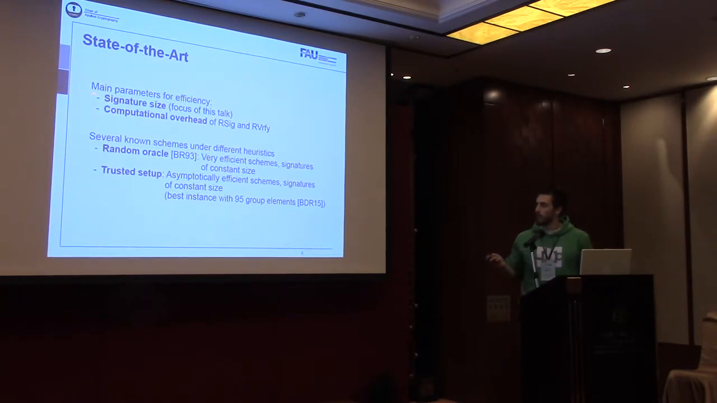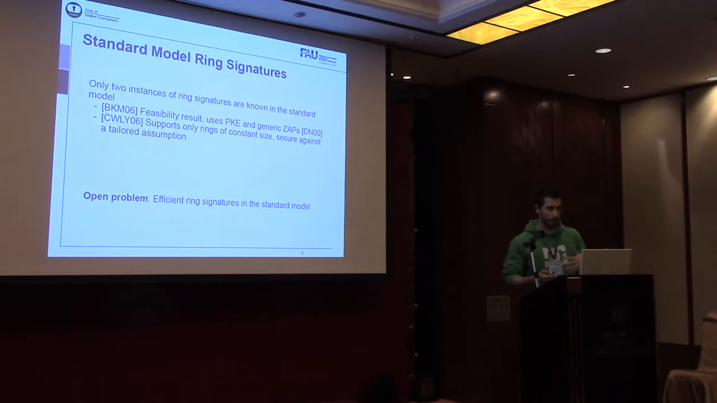I must mention that we measure the efficiency of ring signatures by two main parameters, which are the signature size and essentially the computational overhead of the algorithms to sign and verify. For the sake of this talk, I'm going to focus on the first, which is arguably the most important part. Okay, so the next question is: what if you don't want to make certain heuristics? What about ring signatures in the standard model? Well, there the situation is slightly more disappointing, and we have essentially only two schemes which are known to be secure. The first scheme is the one again presented in the definitional paper of Bender and co-workers from 2006.